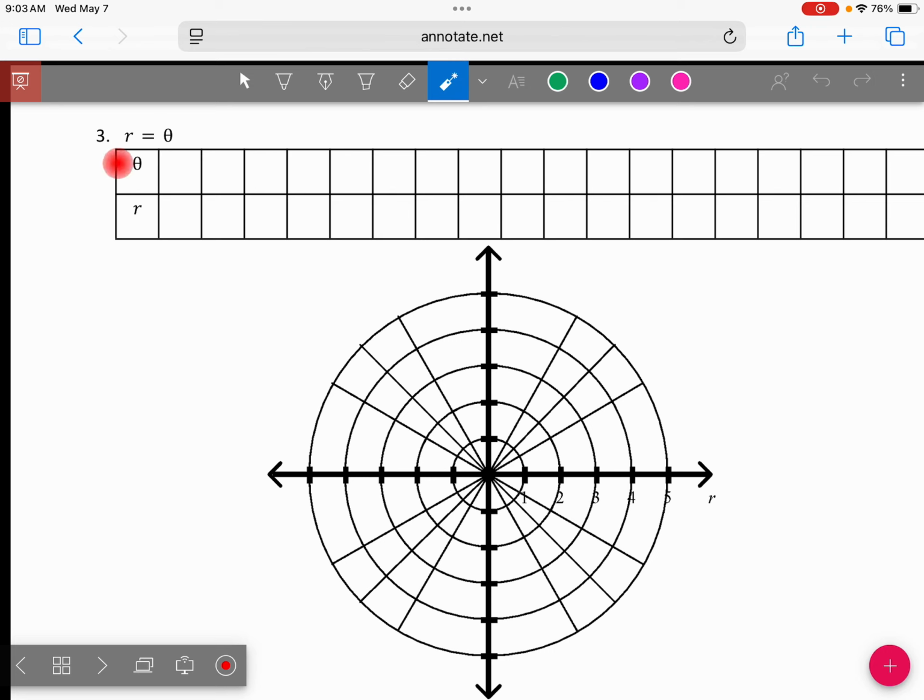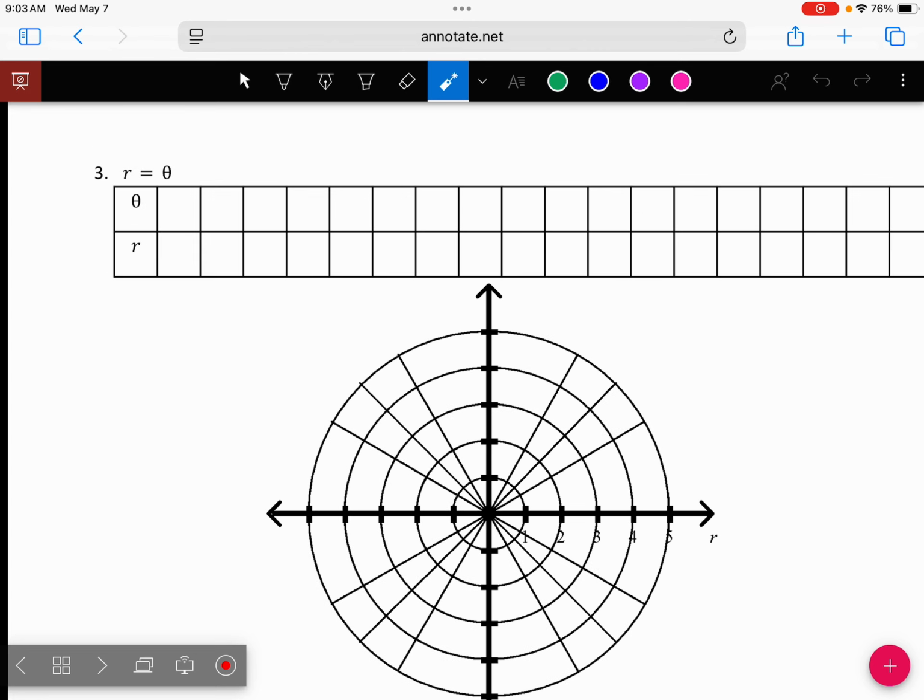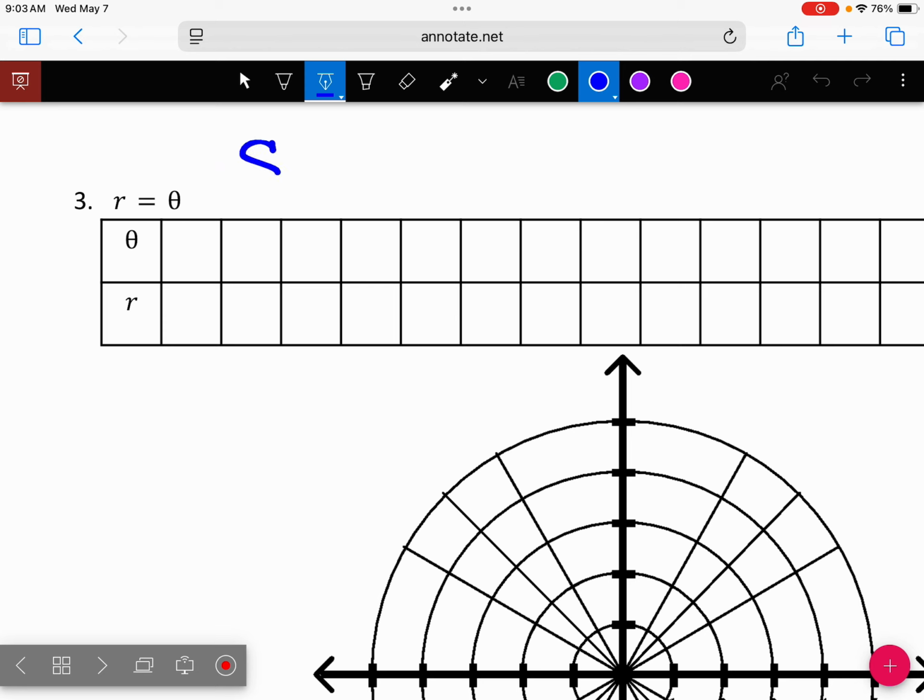What shape is this going to be? If we have r equals theta, what kind of graph is this going to look like? It's going to be our spiral. This is going to be the spiral of Archimedes. So let's see what that's going to look like. Our spiral of Archimedes doesn't have a period length. So we're just going to go for a while.